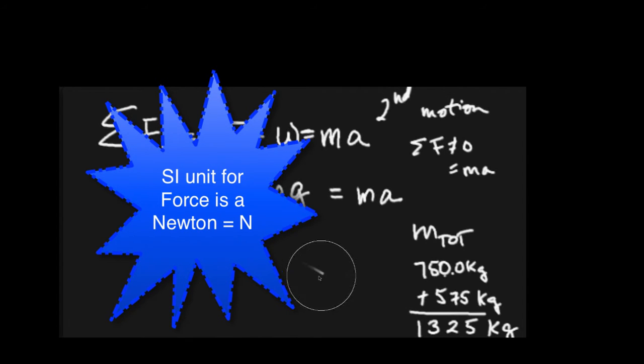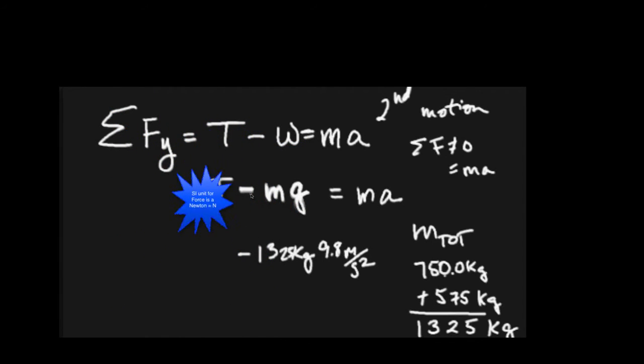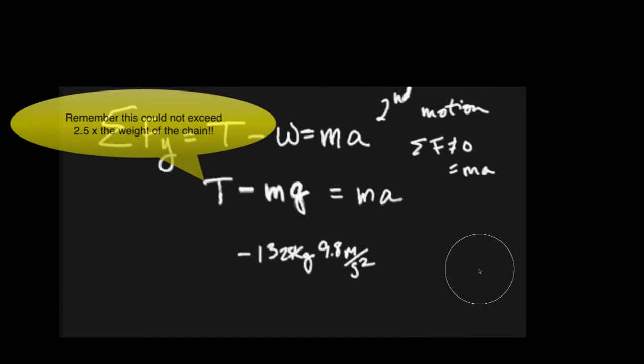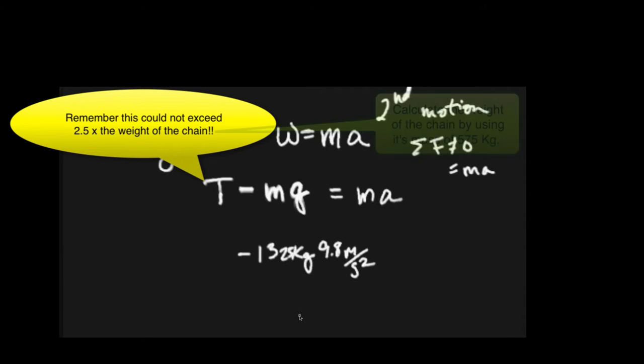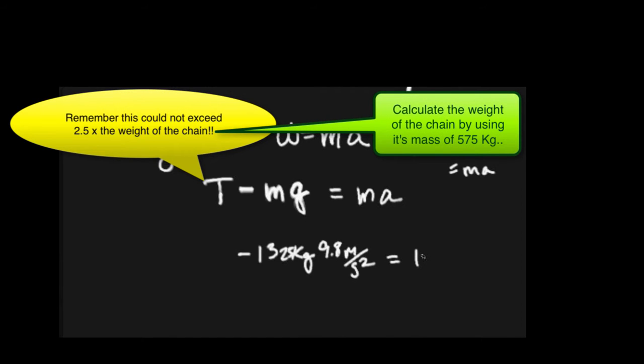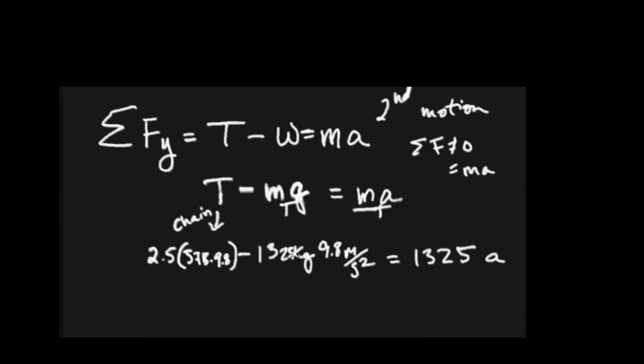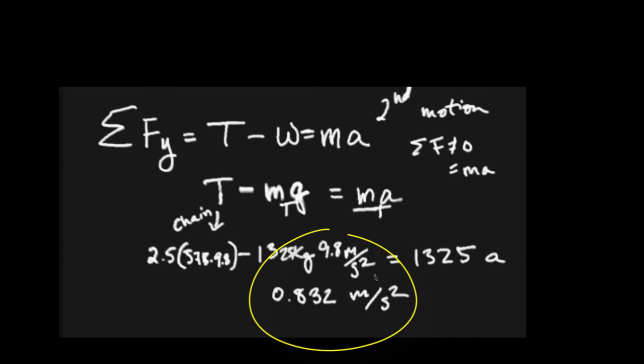So what do we do now? What is the SI unit for force? The units for force are kilograms times meters per second squared, otherwise known as? Newton. Good. All right. What's going on with this tension over here? Tension exists in the chain alone. So it's supposed to be less than or equal to 2.5 W, the weight. And the weight is the mass times gravity. To solve for a, if you were to multiply that out and then divide, you get about 0.832 meters per second squared. Good. You understand? I understand.